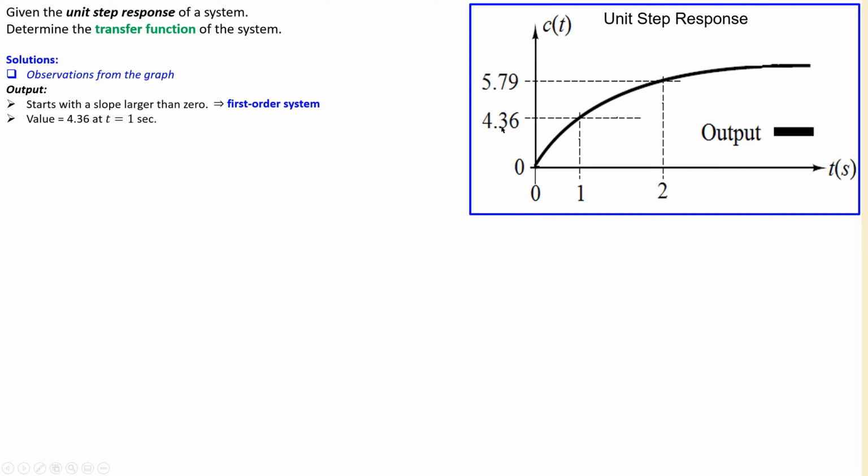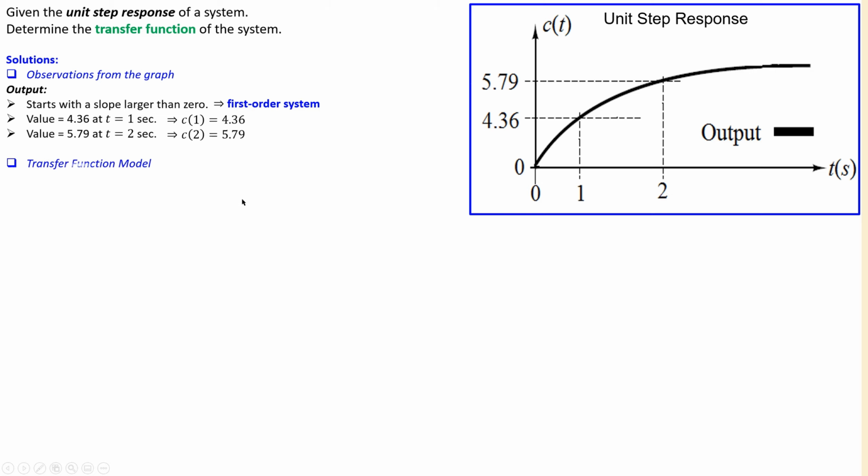Again, as I said before, I have determined at, for example, time equals 1 second, that the value is 4.36. Another point at 2 seconds, so that's also written like this, C, which is our output, at time equals 1, is equal to 4.36. Now at time equals 2 seconds, I have a value of 5.79, as shown here, and I can also write that down in a different form. C at 2 seconds equals 5.78, I mean.